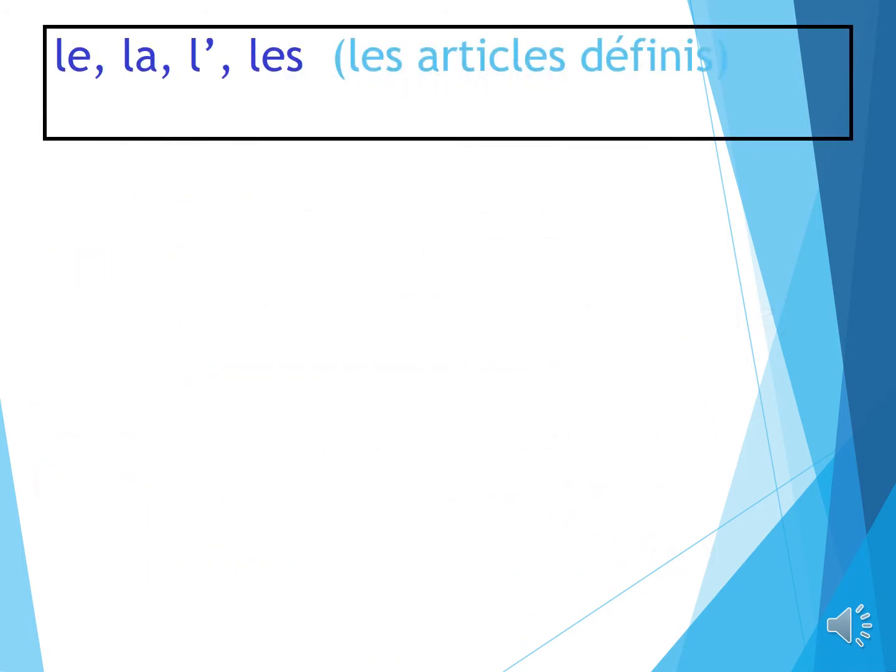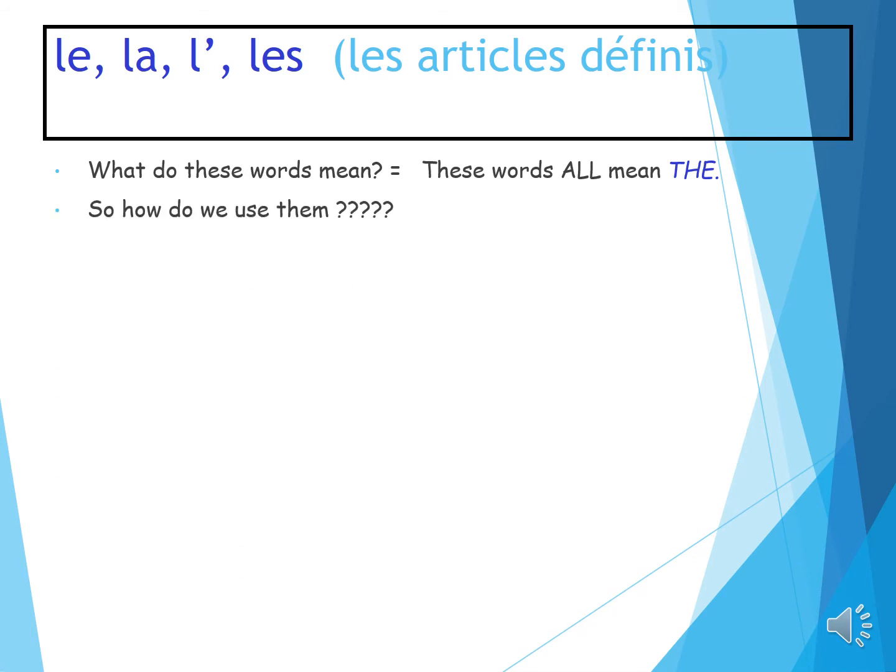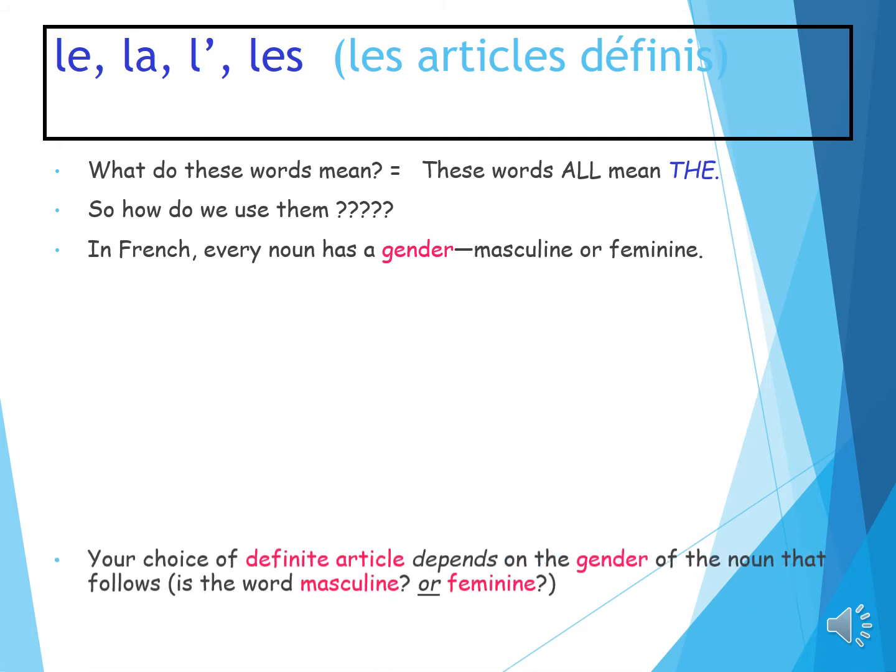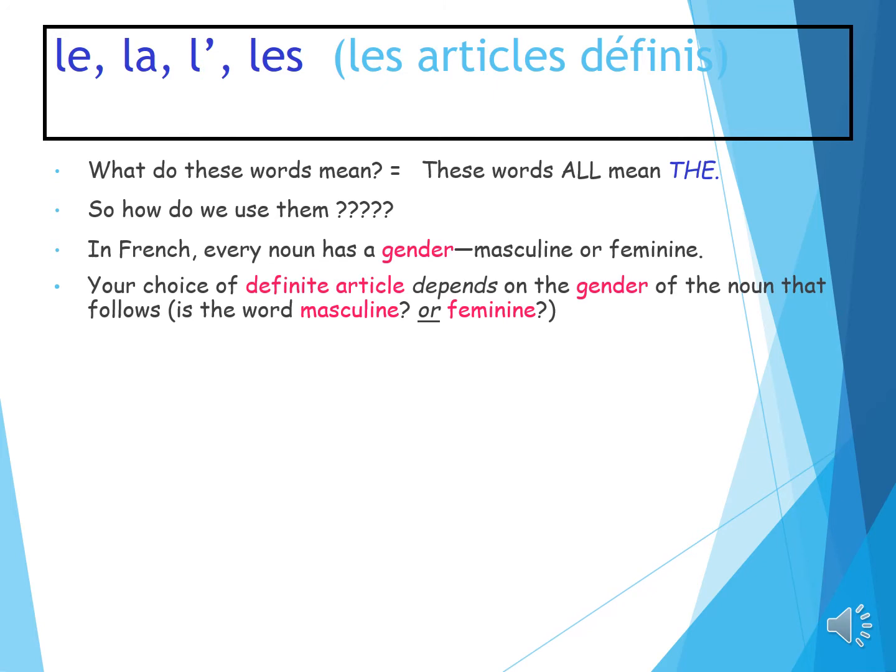So these four définis, definite articles, le, la, l' and les, what do these words exactly mean? They all mean "the". So how do we use them? To use them, we should know that in French, every noun has a gender. It is masculine or feminine. Your choice of definite article depends on the gender of the noun that follows. Is the word masculine or feminine?